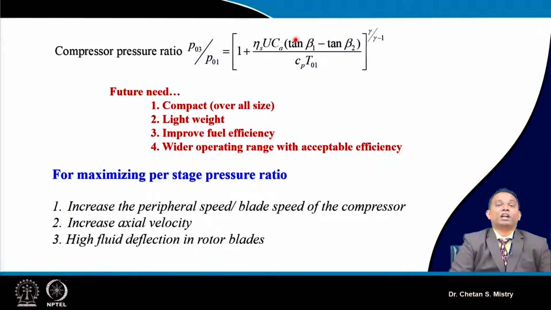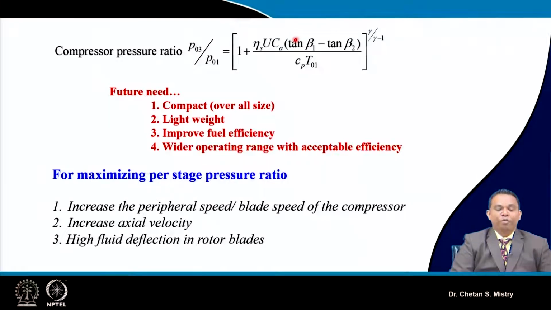These days people have started talking about a wider operating range with acceptable efficiencies. Acceptable efficiencies for a compressor now range from 88% to 92%, thanks to the development of technology, of computational tools, of instrumentation and experimental facilities, and a much more matured understanding of design.